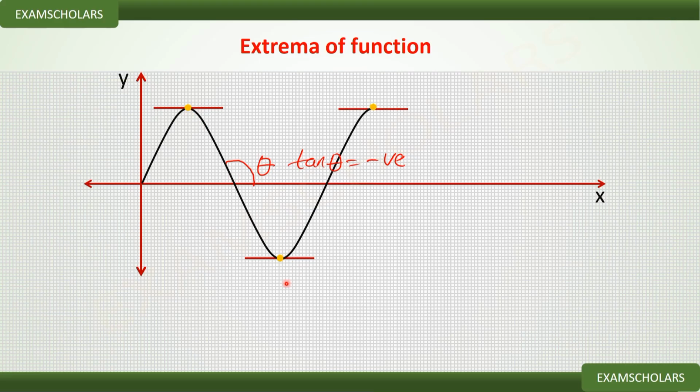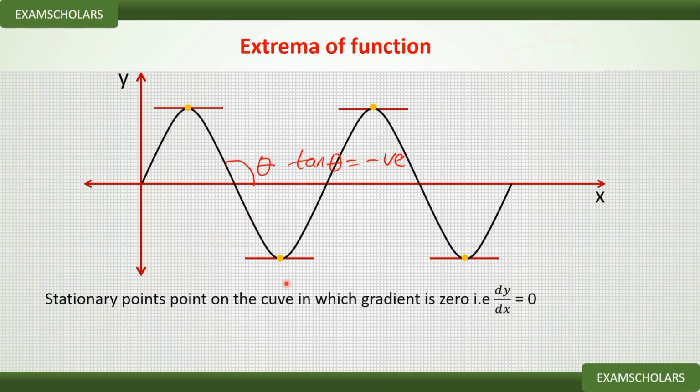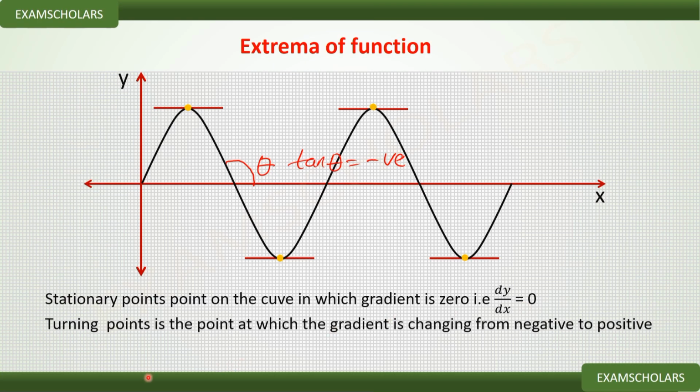Okay, so continuing this graph, you also have some other points like that. That is called stationary points. Now, a stationary point on a curve is a point in which the gradient is 0. That is, change in y over change in x is equal to 0 for stationary points. Now, we also have turning points. A turning point is a point at which the gradient is changing from negative to positive, and it can also mean the point at which the gradient is changing from positive to negative. So it is vice versa.